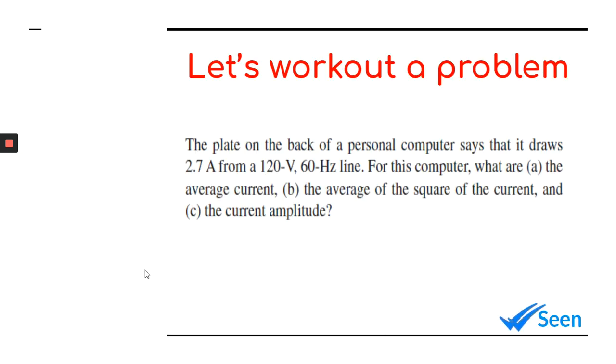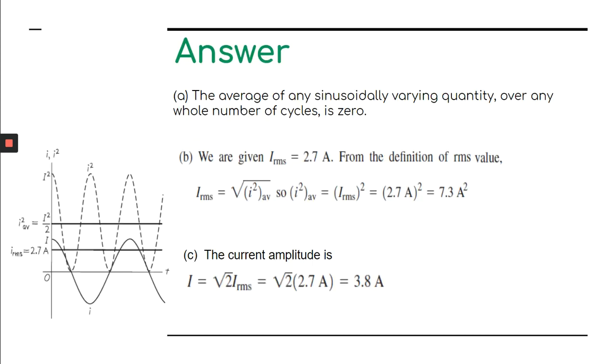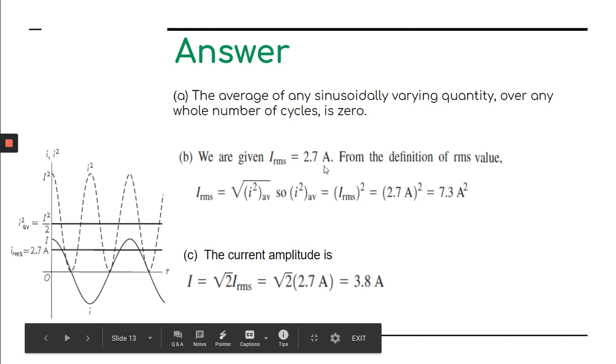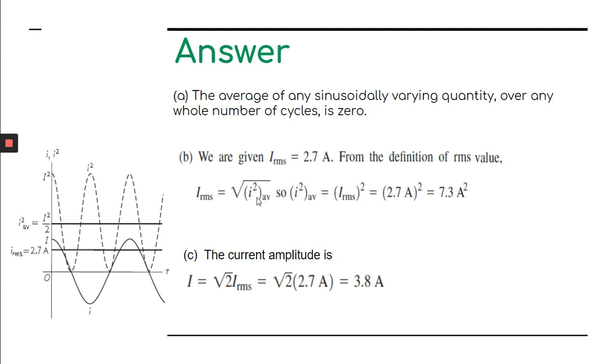What is another question asked? What is the average of the square of the current? That means I square average. What is given? I_RMS is given. I_RMS is 2.7 ampere. What is I_RMS? It is the square root of I square average. So what is I square average? 2.7 ampere squared, which is approximately 7.3 ampere squared.